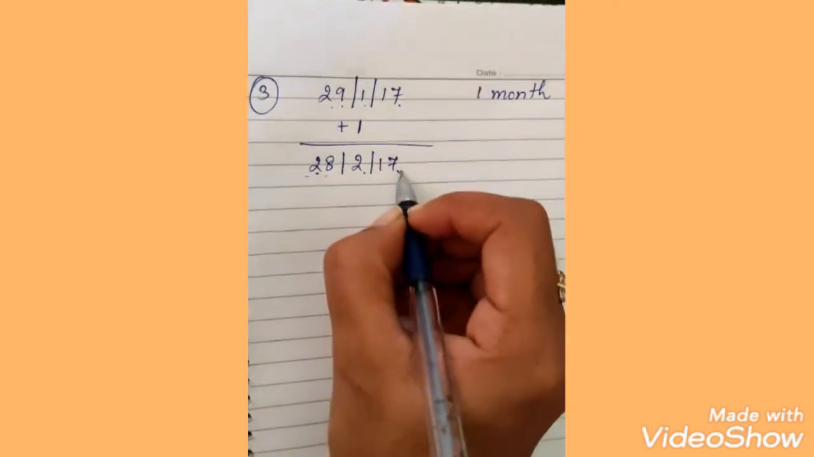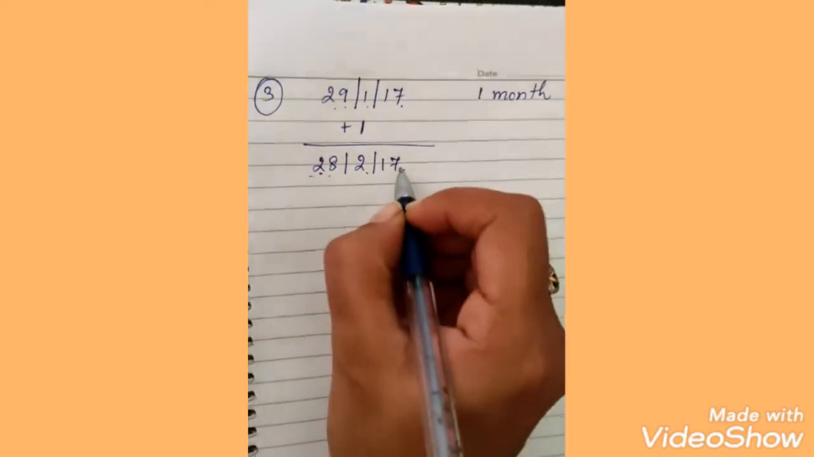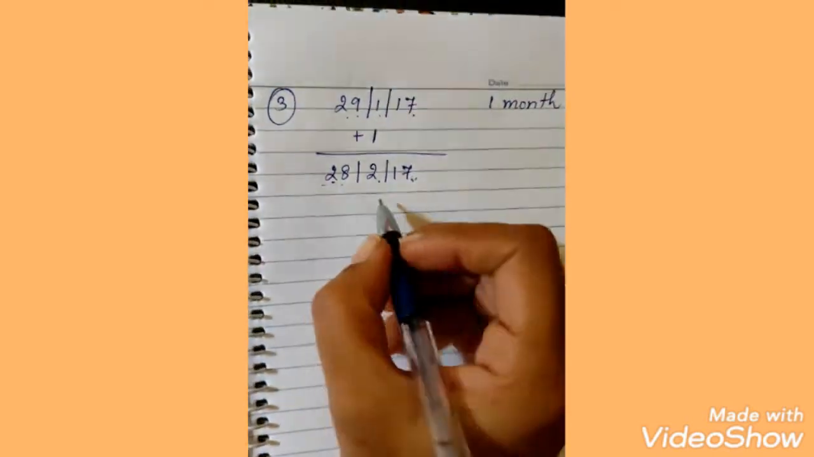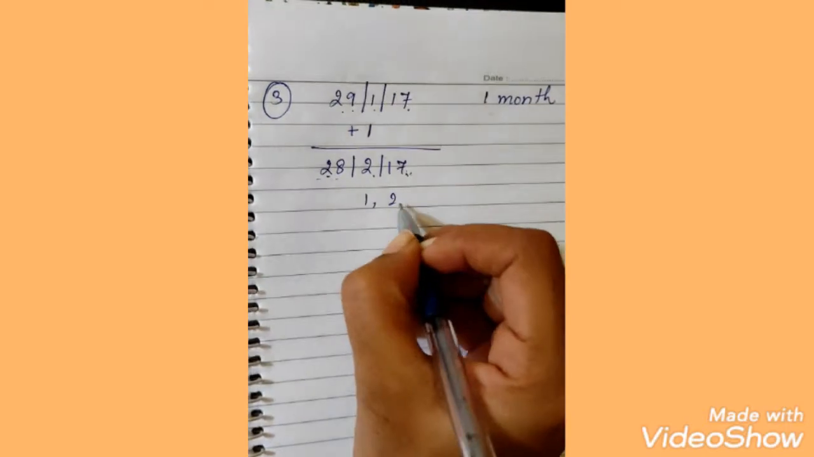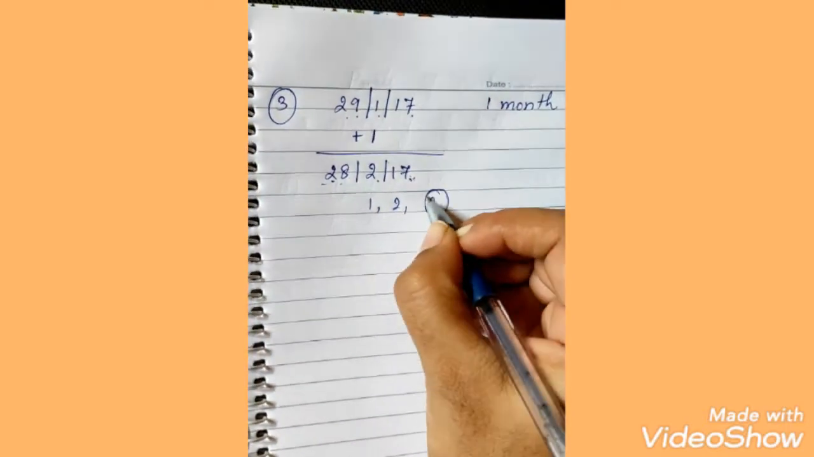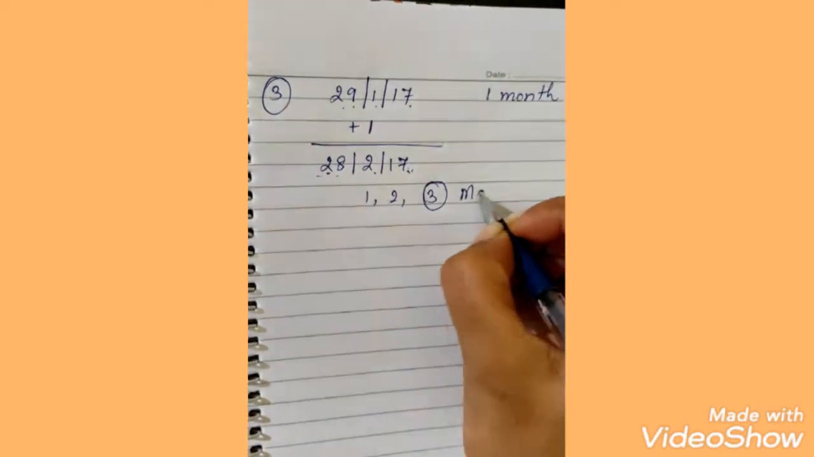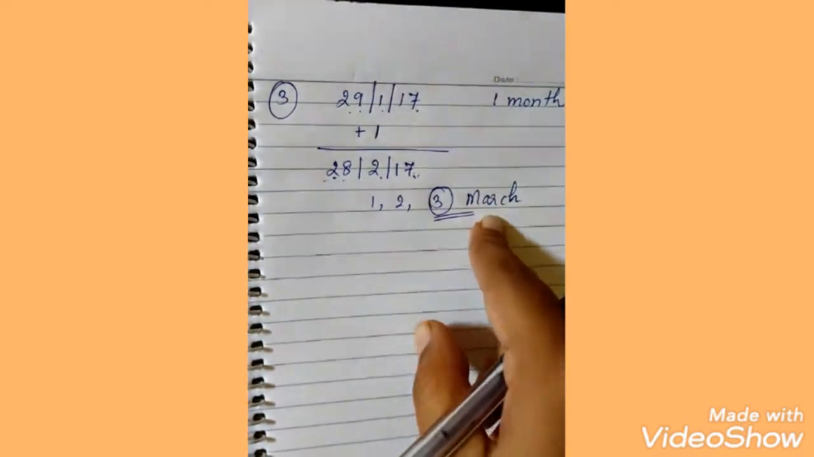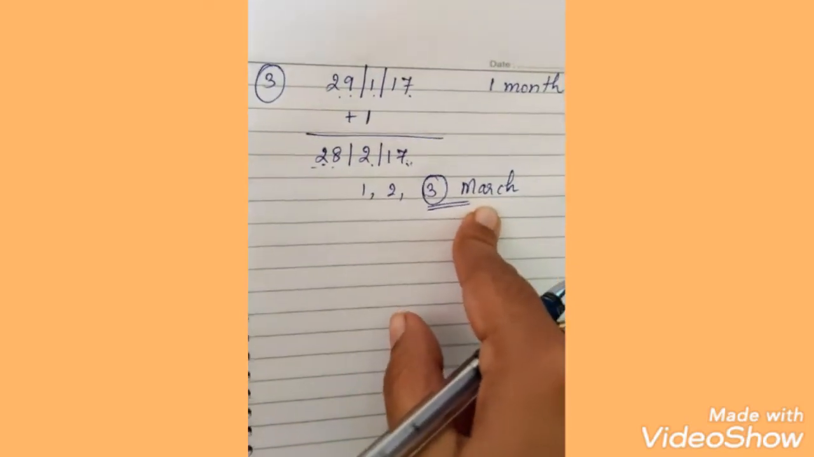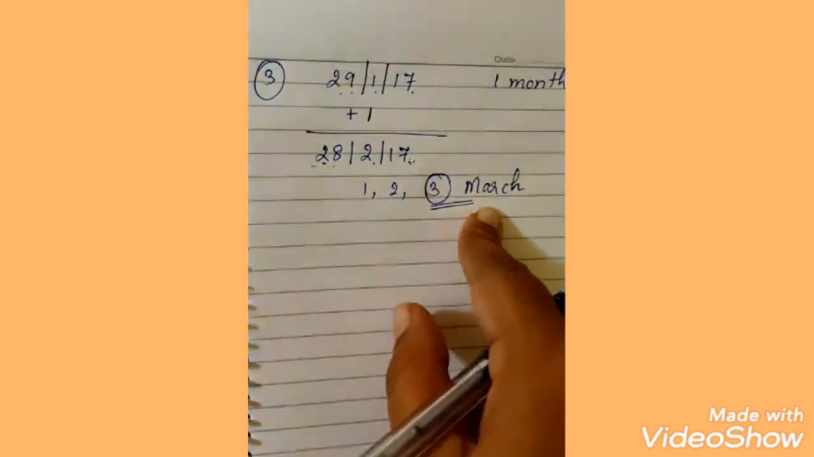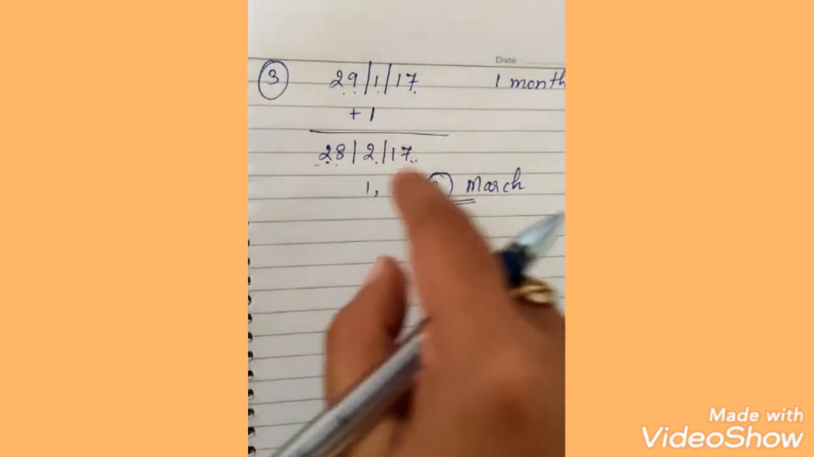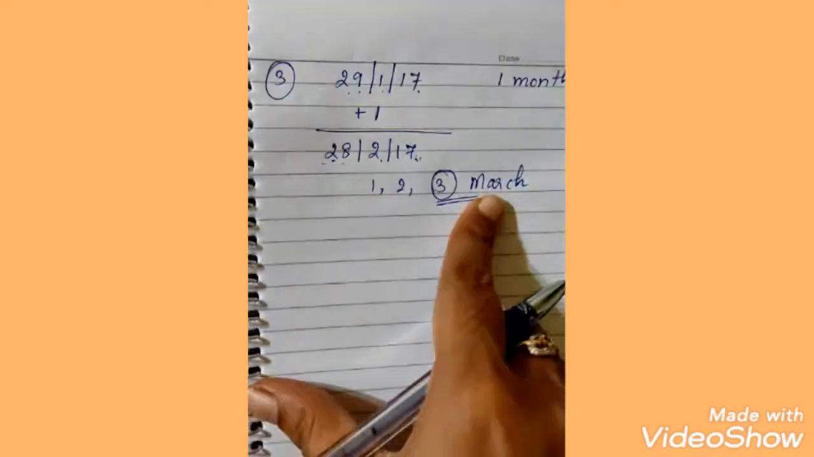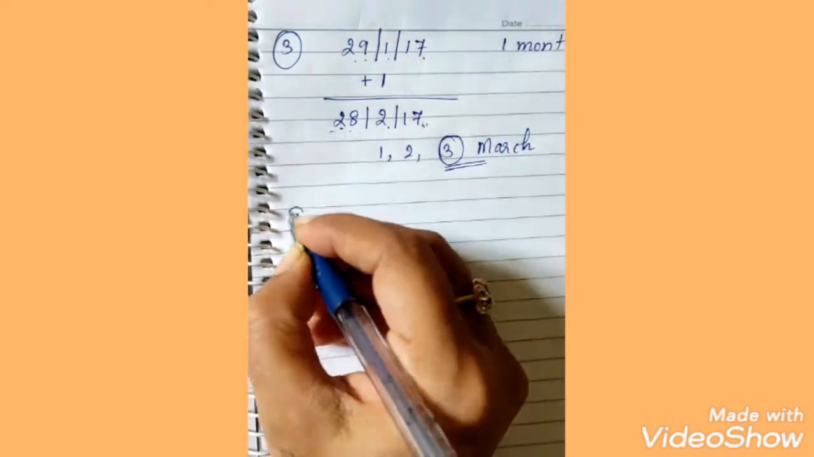So after February ends here, there are only 28 days in February. So the next month will be 1st March, 2nd March and 3rd. So after adding 3 days of grace, I'll reach 3rd March. So my date of maturity will be 3rd March 2017. So you have to understand one thing, that you have to consider as many days as there are in that month. Right? We'll see one more case now.